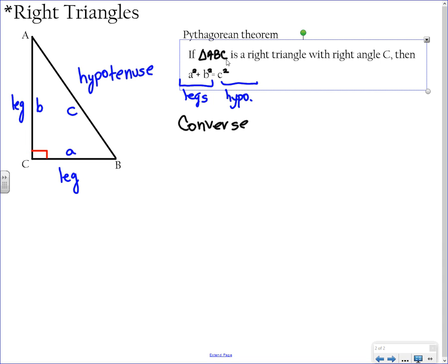It basically you exchange the if and the then. So you say, if a squared plus b squared is equal to c squared, then triangle ABC is a right triangle with right angle C.